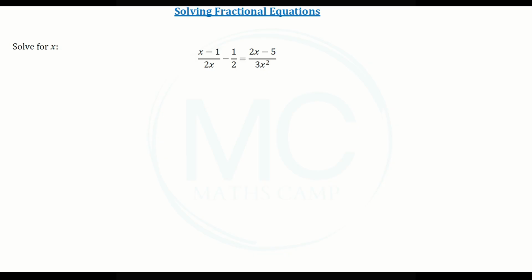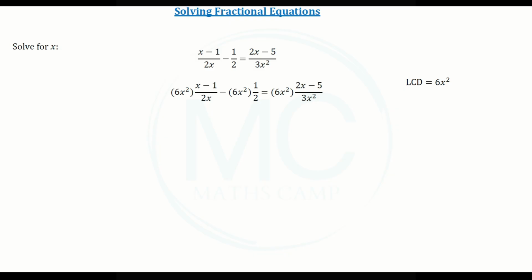x minus 1 over 2x minus 1 over 2 is equal to 2x minus 5 over 3x squared. We have an x squared term in this equation. So in our lowest common denominator, we need to have x squared. 2 multiplied by 3 is 6. So we see the lowest common denominator is 6x squared. Let's multiply 6x squared by every term in the equation.